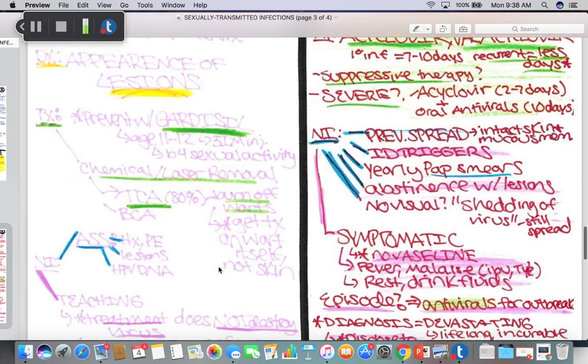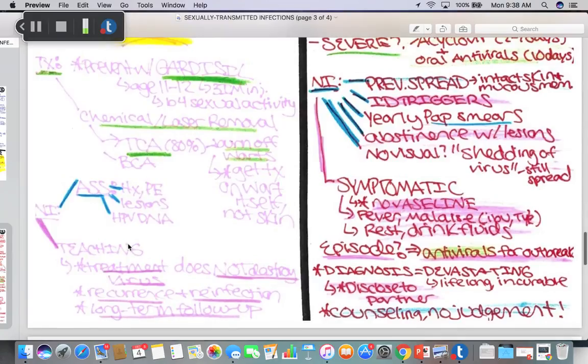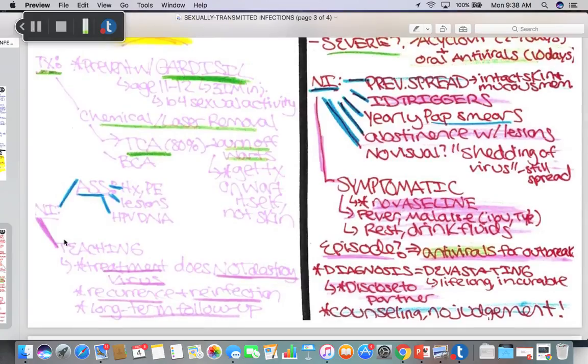Nursing intervention: you want to assess history, physical exam, assess the lesions, get HPV DNA. Teaching: for genital warts, the treatment does not destroy the virus. Recurrence and reinfection are possible, and long-term follow-up is needed.